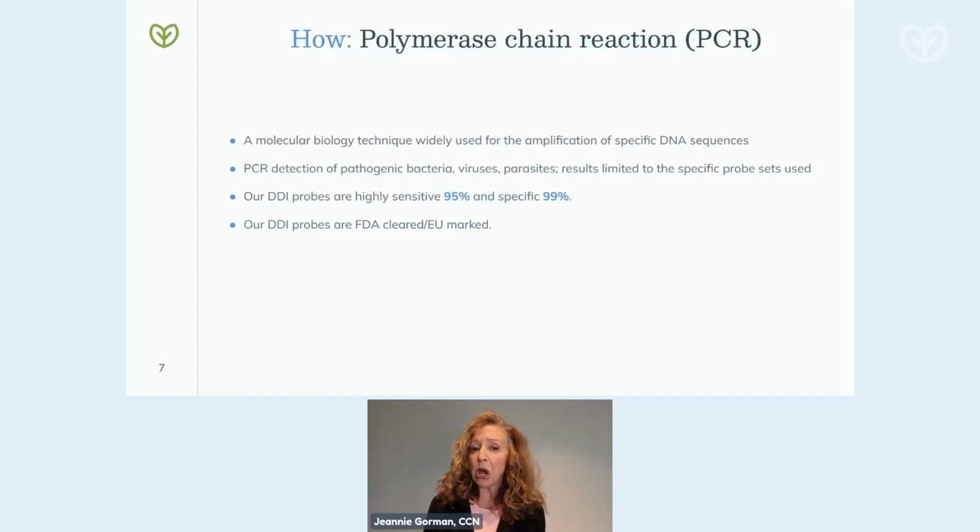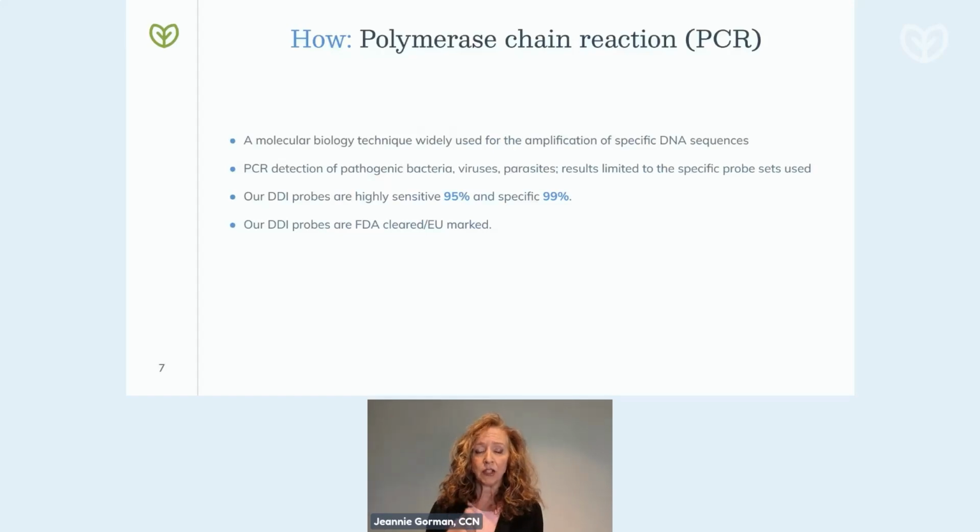So what makes PCR so special? Why is it different? How is it different than culture? Well, with PCR, we are using a very susceptible and specific probe to the DNA of that organism. So you are excluding all other organisms to identify an organism. So it's very specific, very accurate. It is EU approved and FDA cleared probes. So very important to have an accurate probe.